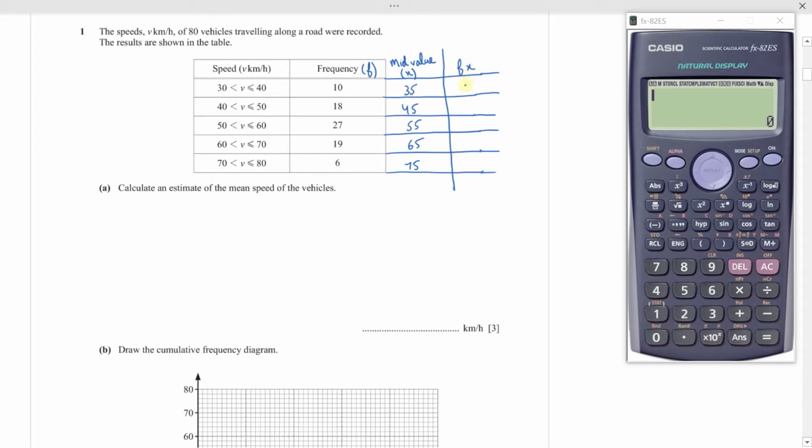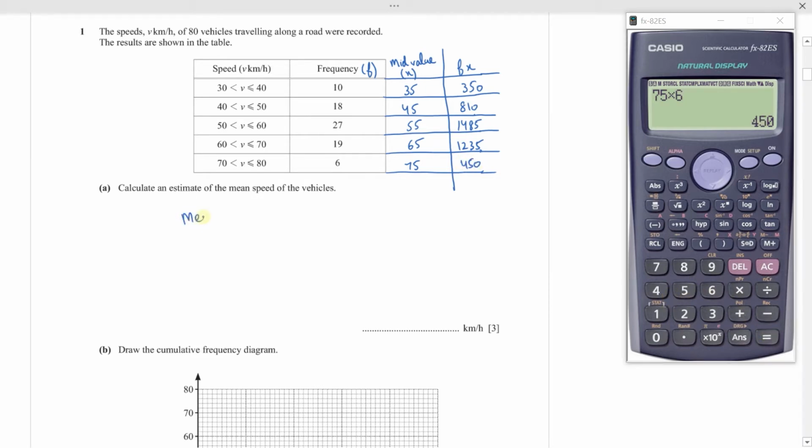So 35 times 10 is 350. 45 times 18 is 810. 55 times 27 is 1485. 65 into 19, 1235. And then 75 into 6 is 450.